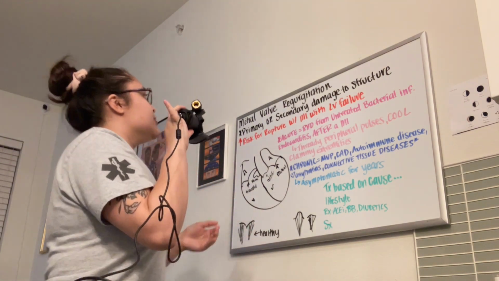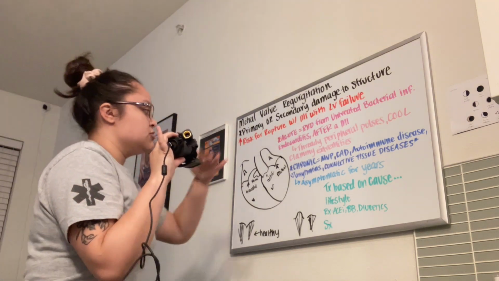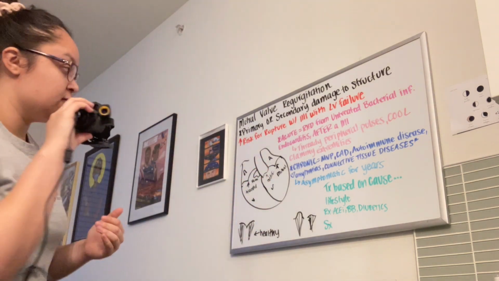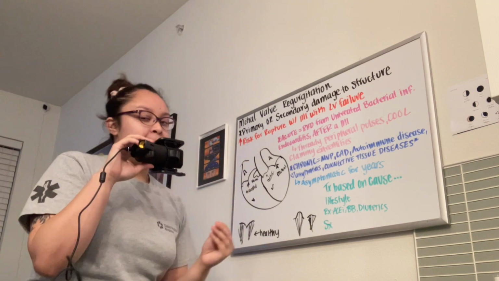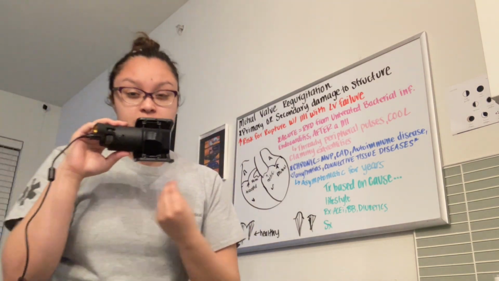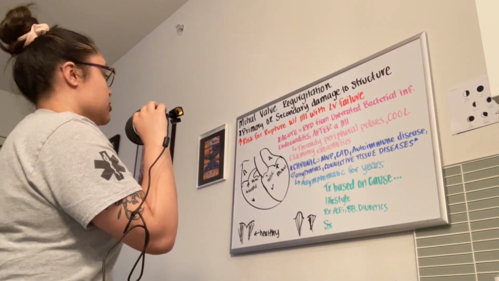Now moving on, we know that mitral valve regurgitation is broken up into two different categories. So let's talk about the first one, specifically acute. We know that acute is rapid. So what are some things that are going to cause acute mitral valve regurgitation?